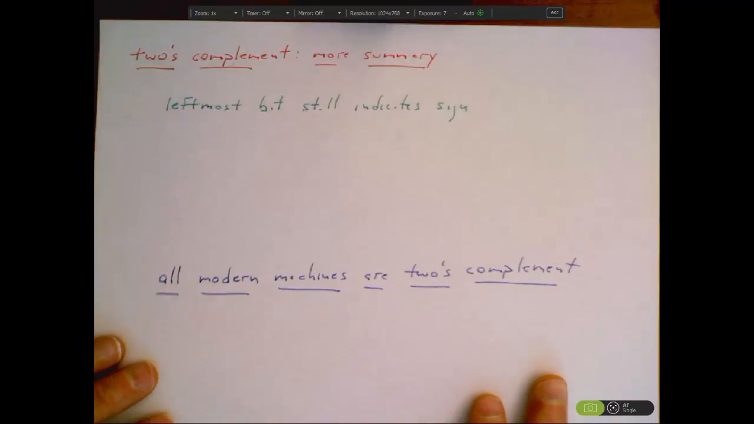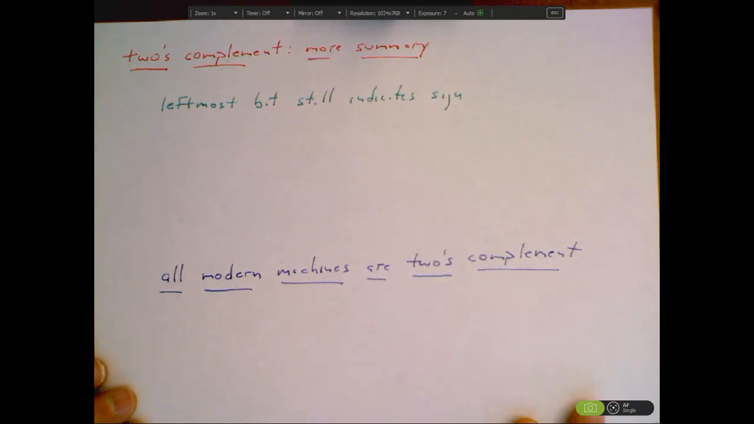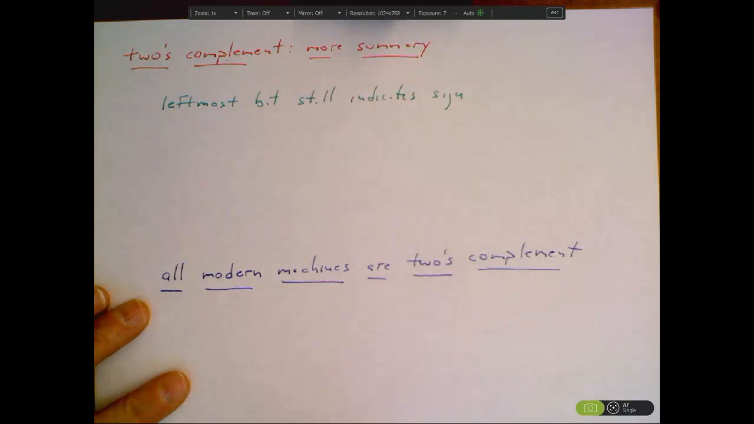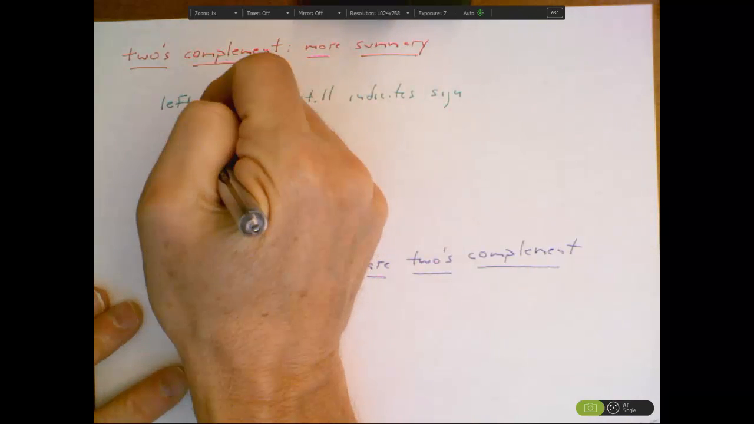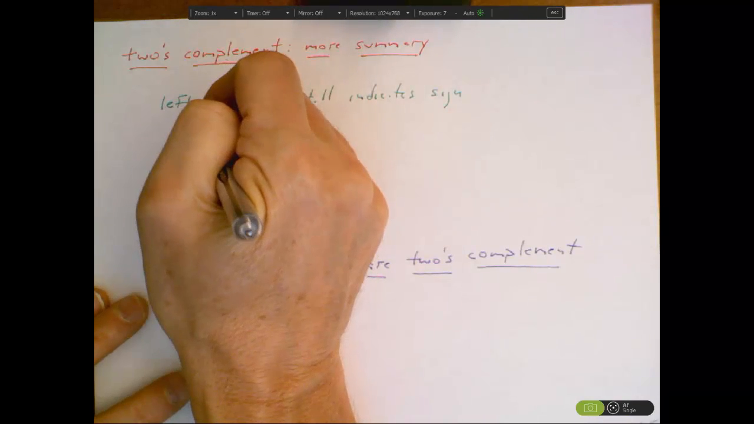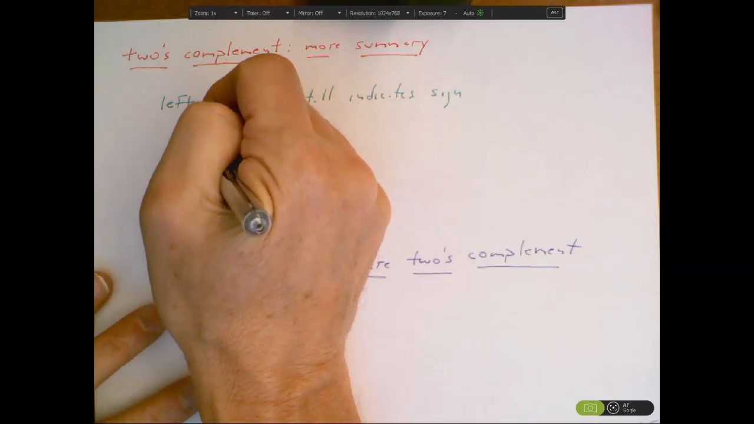A few more thoughts about 2's complement. The leftmost bit still indicates the sign. So again, we sort of saw that a moment ago, right?